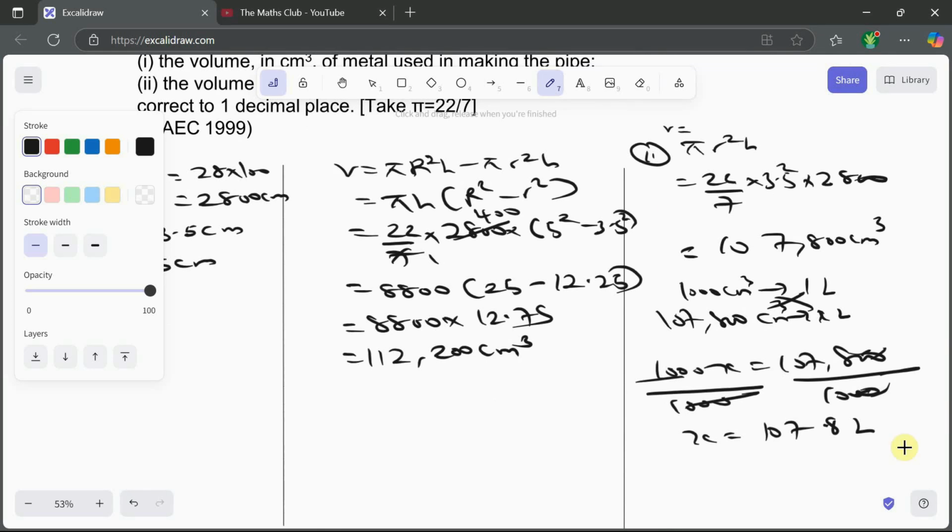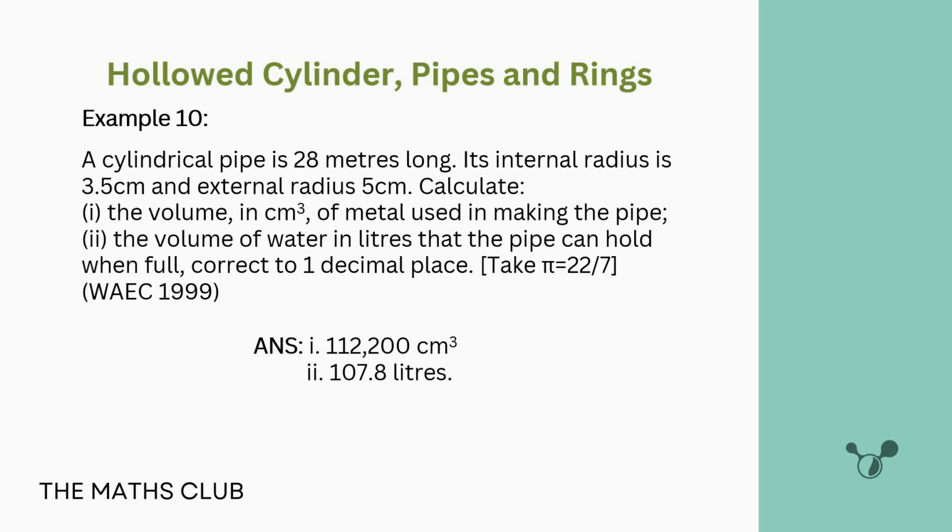Let's see if the answer is correct. Great. So with this, we've come to the end of this particular topic.